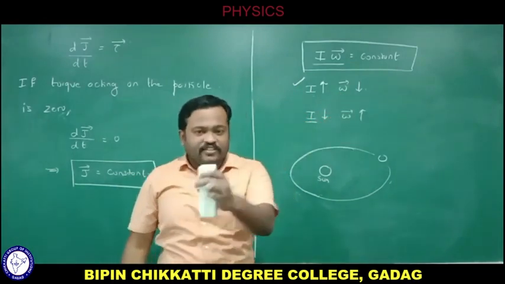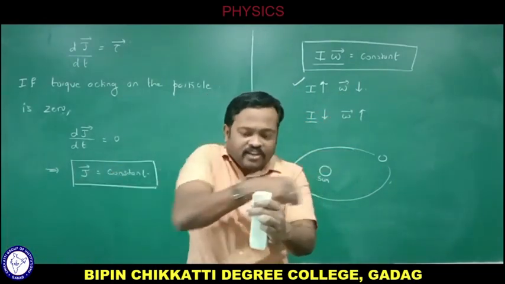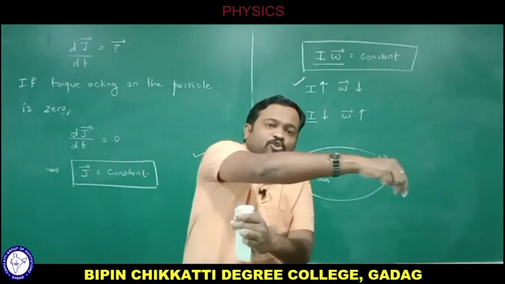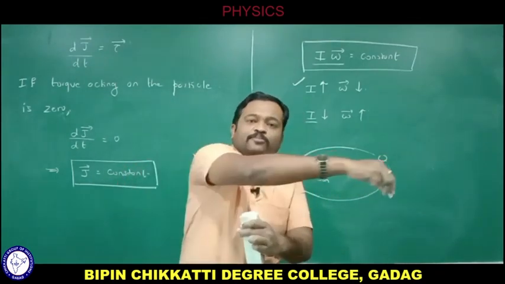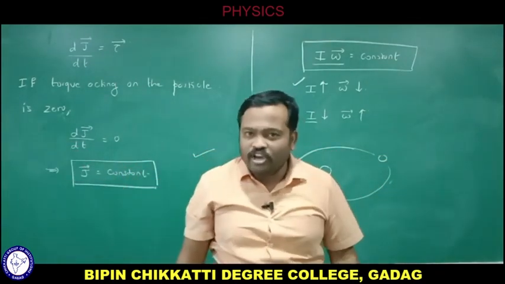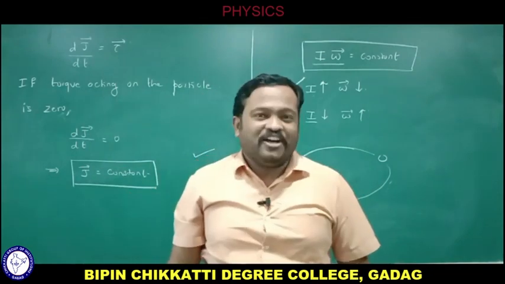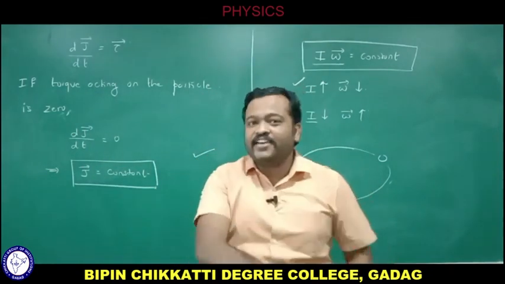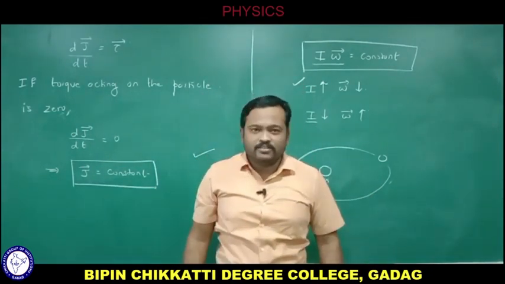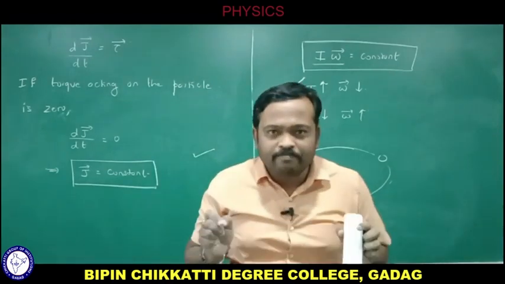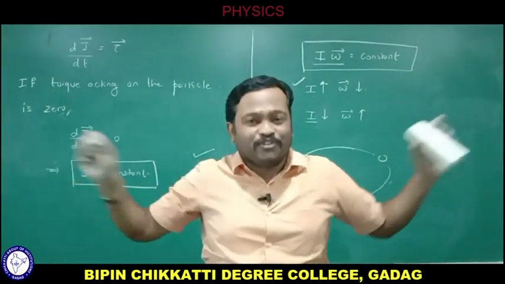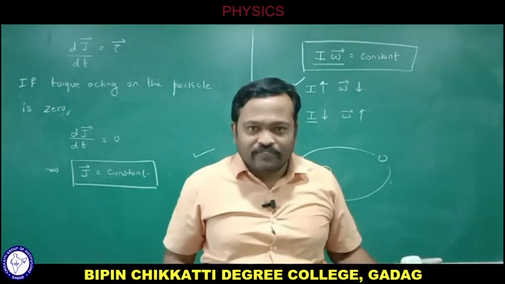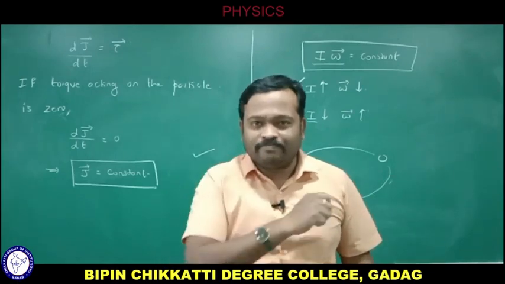That is the reason. If this is the sun, and the earth is revolving, here it will be fast, here it will be slow. Here it will be fast and here it will be slow. Again, this is an illustration for the law of conservation of angular momentum. If net torque acting on a particle is 0, then angular momentum is constant. So this is the law of conservation of angular momentum.